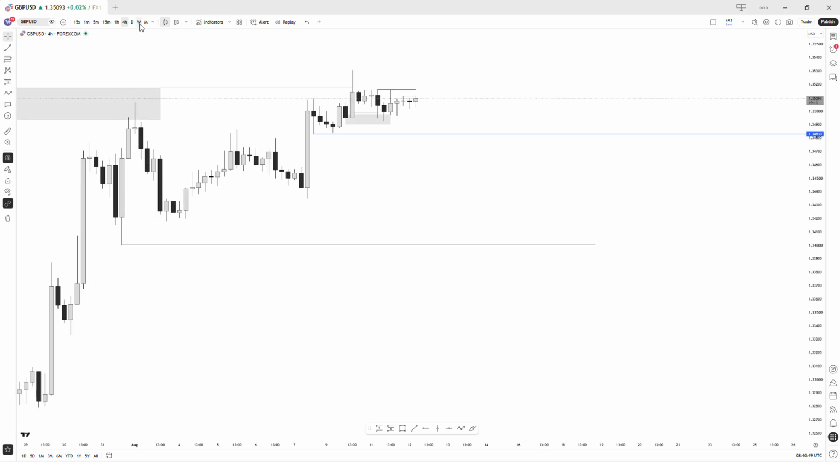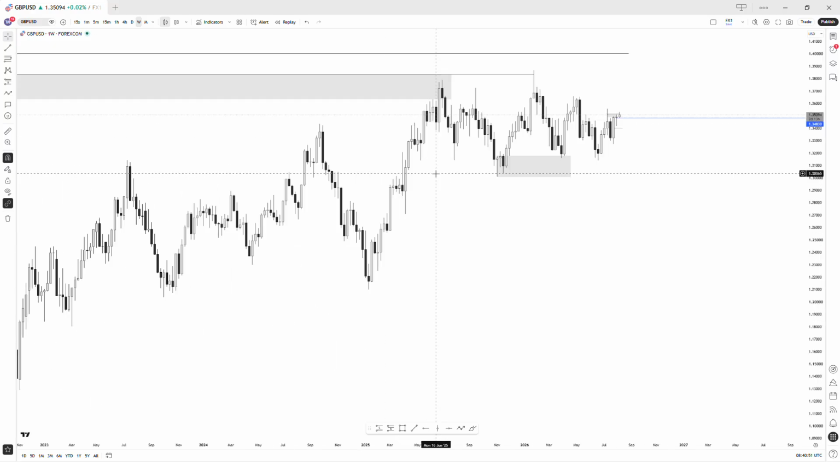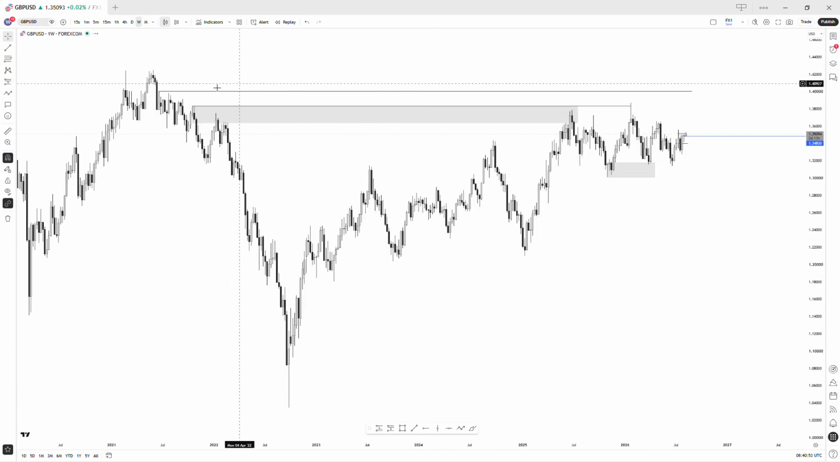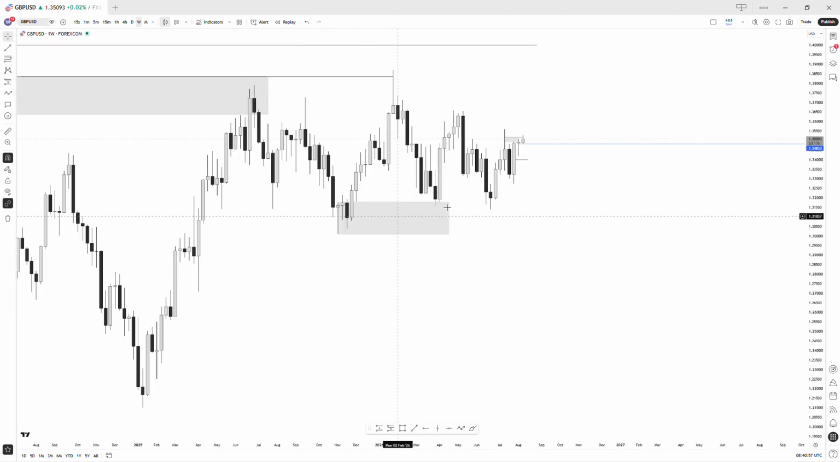So for GBPUSD, starting with the weekly time frame, what we can see is that we are respecting this liquidity to the left, and it has caused price to mitigate the zone. From there, it has moved to the highs, trapped some sellers, and induced buyers. So with the inducement of buyers, we want to see them get lost.